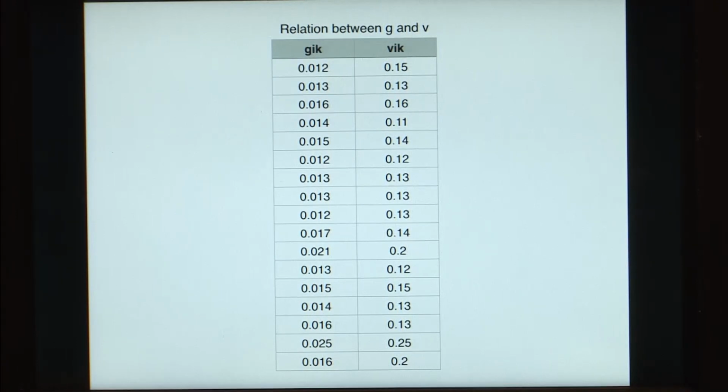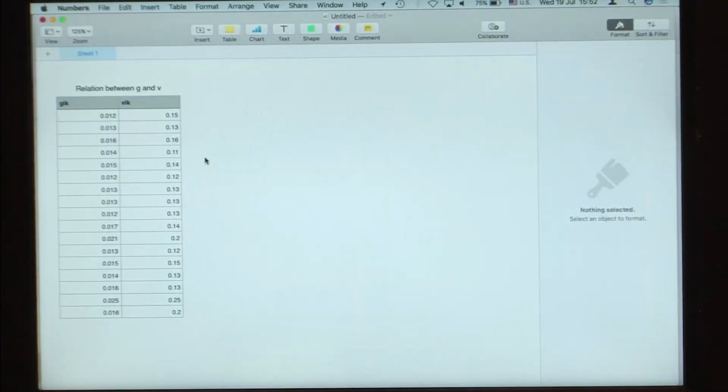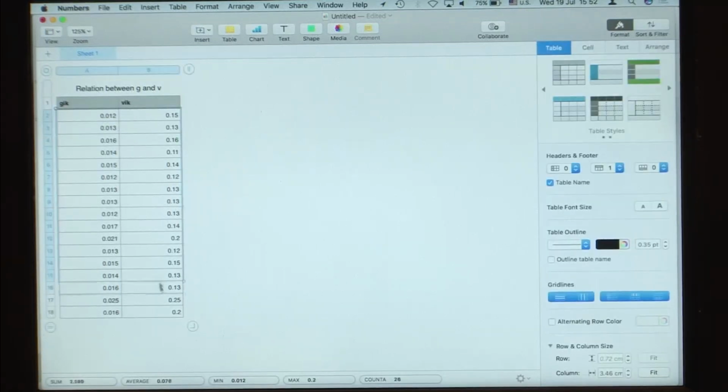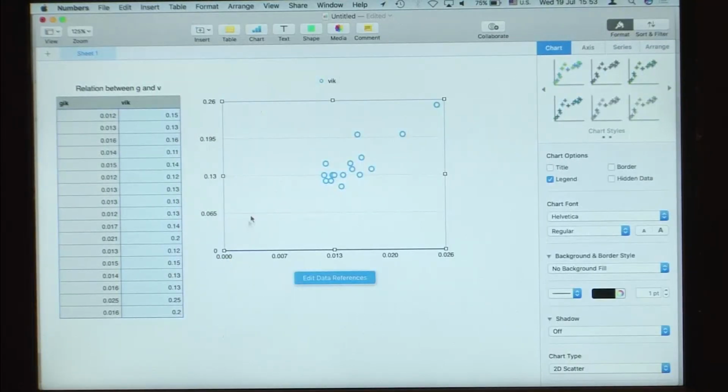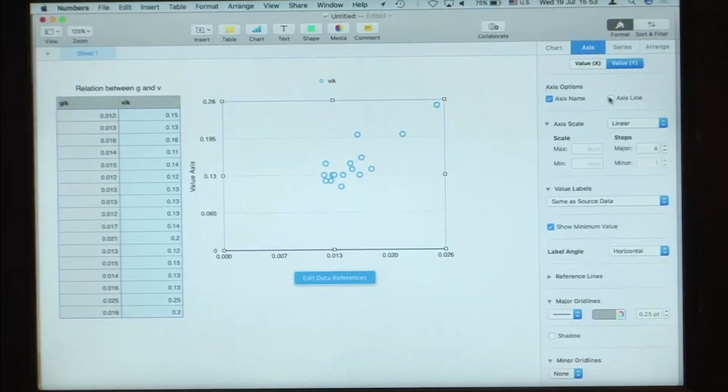So, this is how we are going to do it. Here we have these values of GIK and VIK, and we need to find out a regression equation. If you remember your class on the graphical ways of presenting data, there we had talked about the scatter plots. Let us now make a scatter plot between GIK and VIK. This is the scatter plot here. Let us change the axis, and we do not need any grid lines.